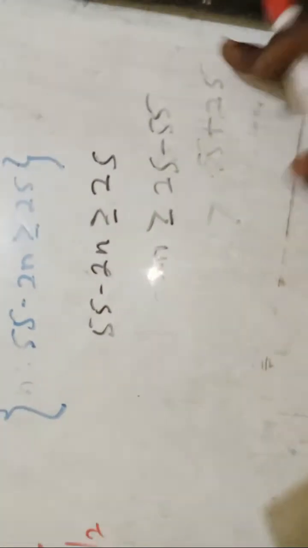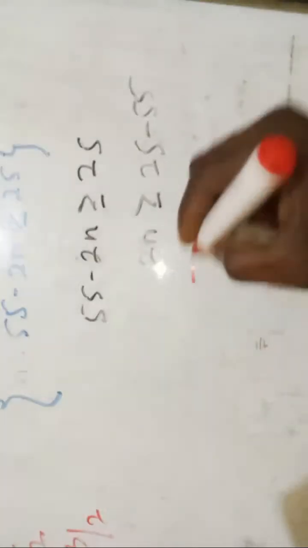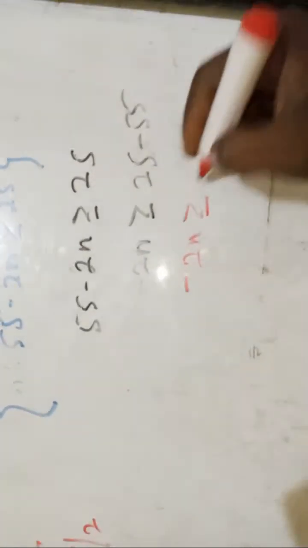Okay, perfect. So here, this is what we had. We know how to solve this. We had negative 2n greater than or equal to, and here is going to be negative 30, right? So from here we know how to solve this. We are going to divide here by negative 2 and then divide here by negative 2.